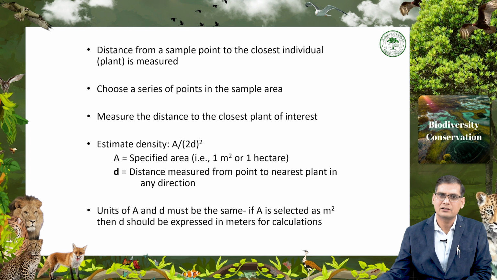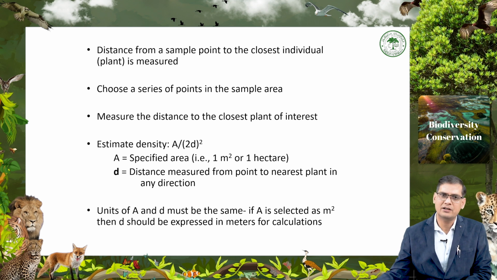In this technique, distance from a sampling point to the closest individual or plant is measured. First, choose a series of sampling points in the sample area by using any sampling strategy. After reaching a sampling point, measure the distance to the closest plant of interest from the sampling point. The density will be calculated by using the following equation.